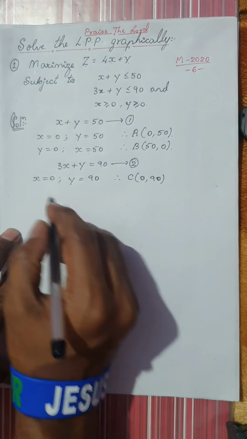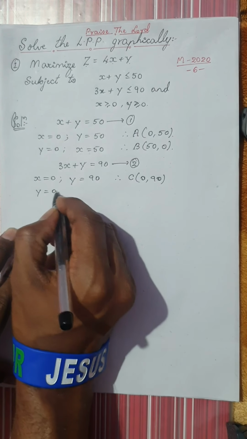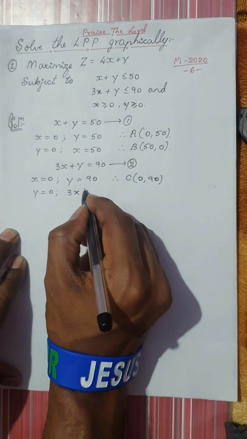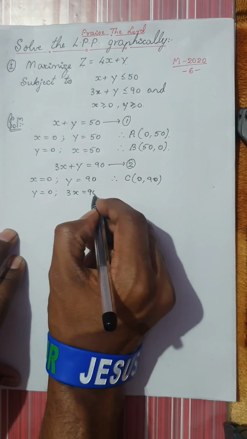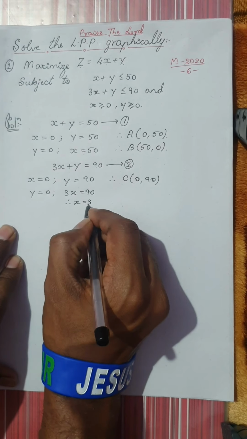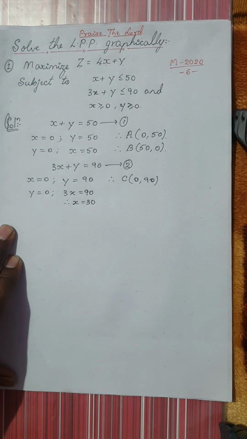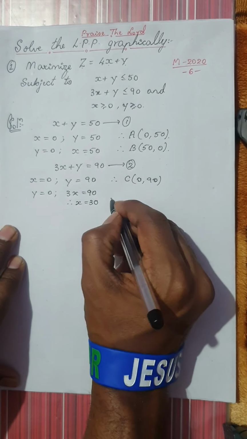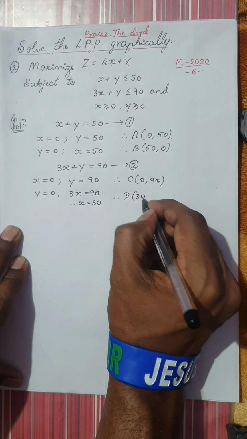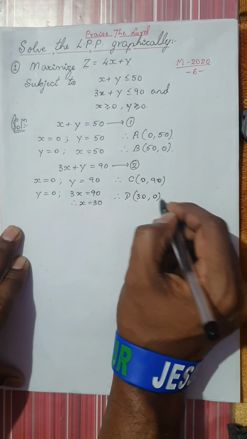Okay, now next, as you know it, put y 0 now. If you put y 0, you will get 3x is nothing but 90. If 3x is nothing but 90, therefore x will be nothing but 90 by 3, that is nothing but 30. Therefore you get a point D, which is nothing but 30 comma 0.